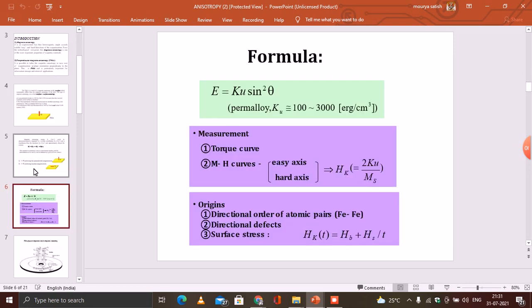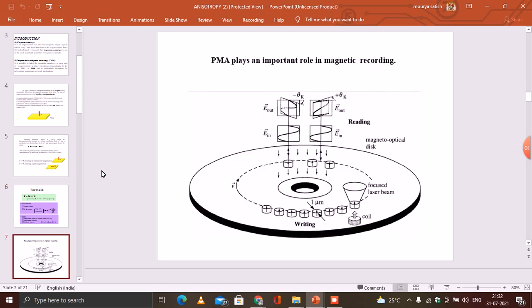Formula: E is equal to Ku sine square theta. Typically, Ku is similar to 300 hertz per centimeter cubed. Measurement: torque, M-H curves, easy axis, hard axis. Hk is equal to 2 Ku by Ms. Origins: directional order of atomic pairs, Fe, directional defects, surface stress. Hk of t is equal to Hb plus Hs by t. PMA plays an important role in magnetic recording.